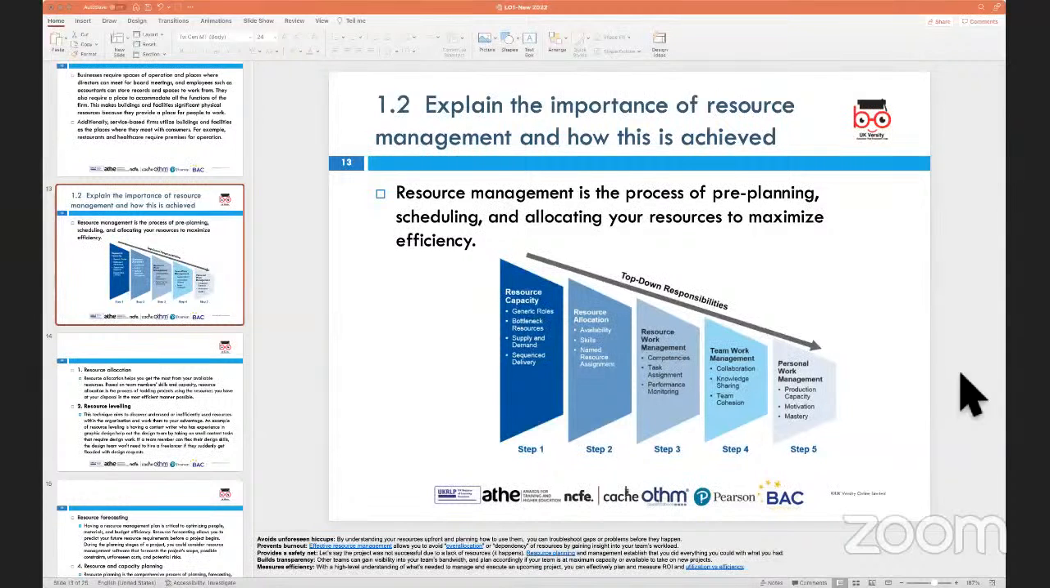Are you committed to the organization? Are you loyal? And that is where the performance management side of things starts to step in. So a top-down approach, which is required to understand the importance of resource management, can be seen in these 5 steps, which is capacity, allocation, management of it, and then obviously review and management of it in terms of performance management, which allows organizations to maximize efficiency and productivity of an employee.